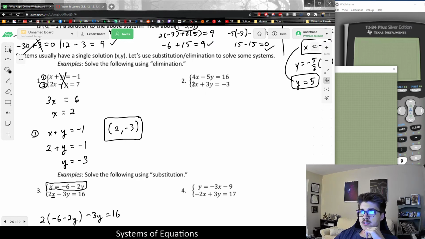Basically, you want to use the multiplication property of equality to make the coefficients the same. 4 and 2 are obviously not the same, but let's say I multiply through the second equation by 2. I'm always allowed to do that because if I multiply both sides by 2, it will remain equal.